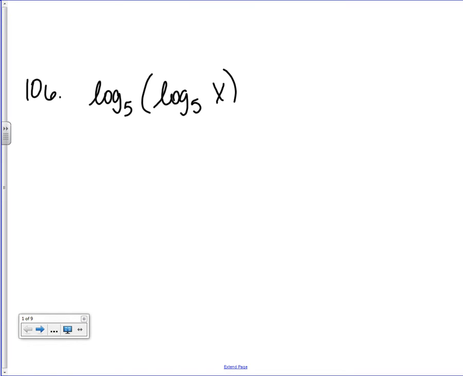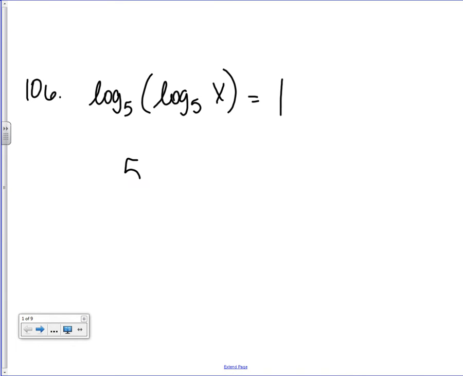Which one did you want to see? 6. Okay, give me the original. Log base 5? Yeah, log base 5. Parentheses log base 5. Okay, so I have to get at this x right here. And I can't do that until I get rid of this log and I get rid of this log. So my only option is to rewrite it.